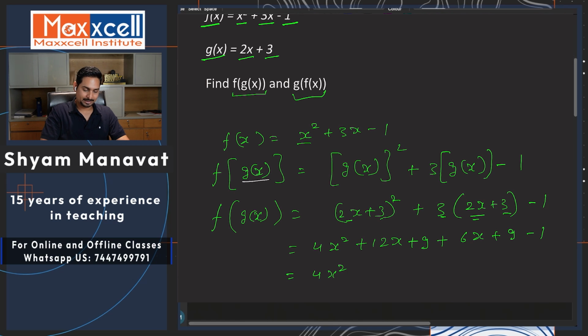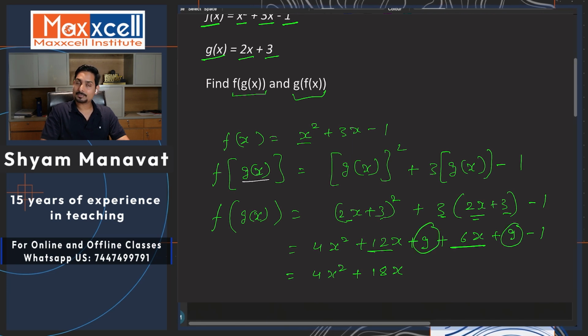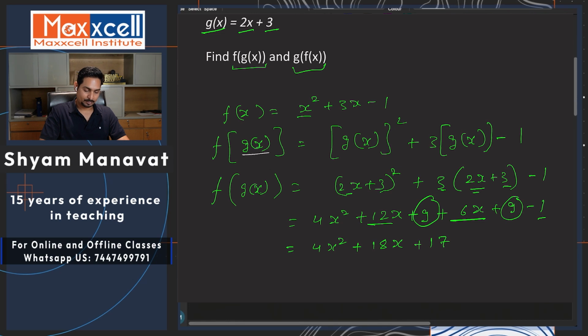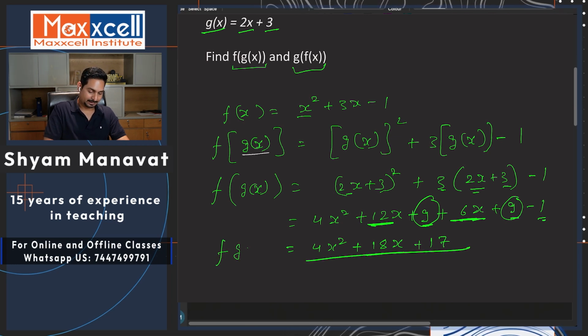Okay, so here we have x term which is plus 12x plus 6x is what? Here we have 18x. Okay, here we have 9 and 9, 18 minus 1, 17. और वो भी plus का 17. ठीक है, you got 4x square, 12x plus 6x is 18x. 9 plus 9 is 18 minus 1 is plus 17. तो ये आ गया आपका f of g of x.